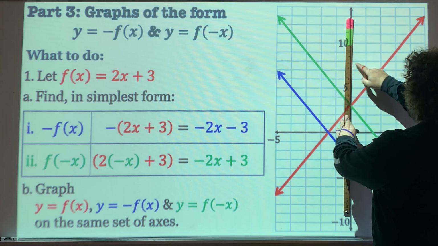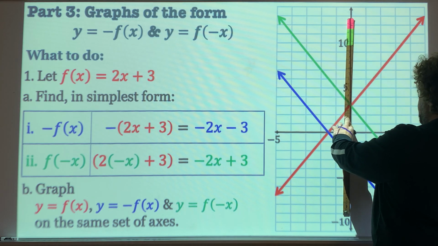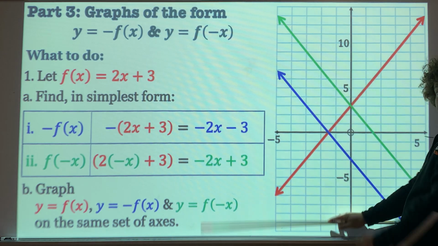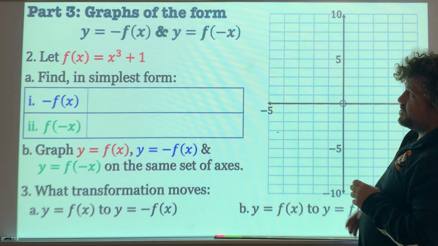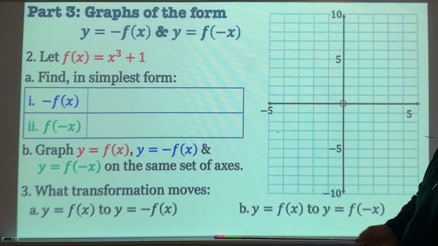When you're going with the green, whatever you do to the right, you do to the left. To the right, to the left. Reflection. So you should be seeing that. You'll see it more after this.